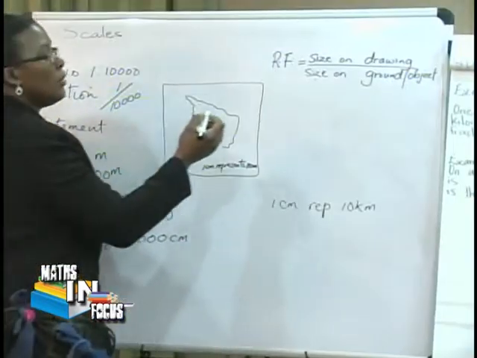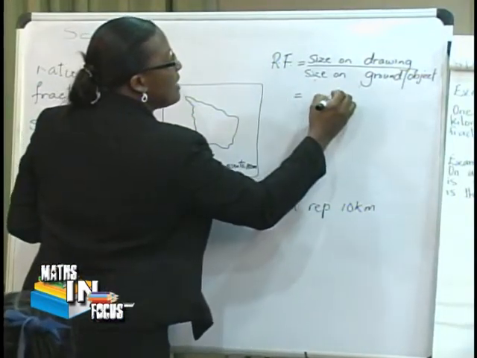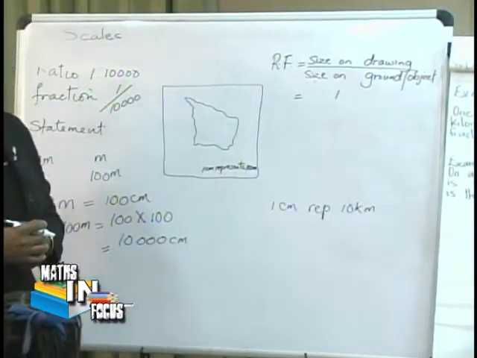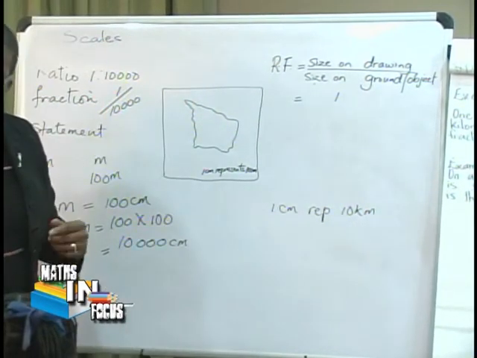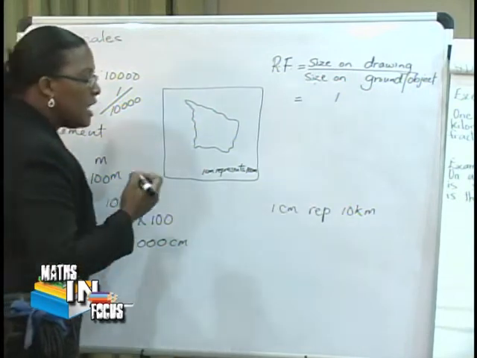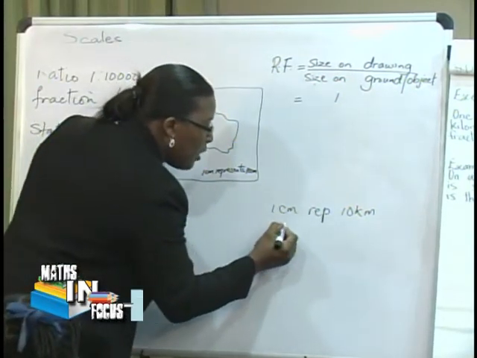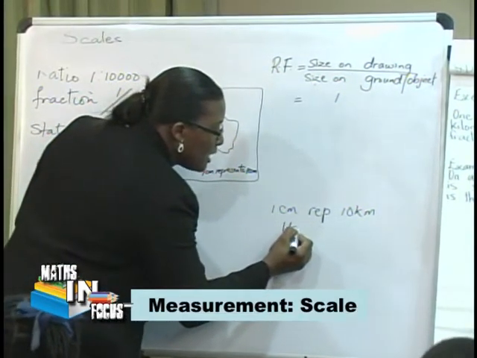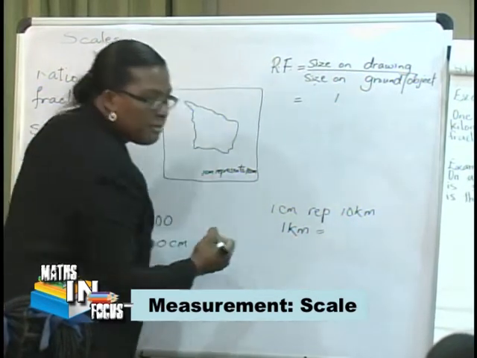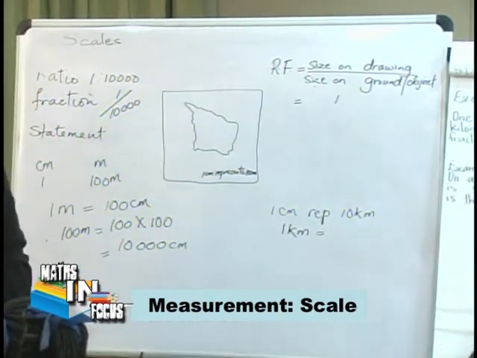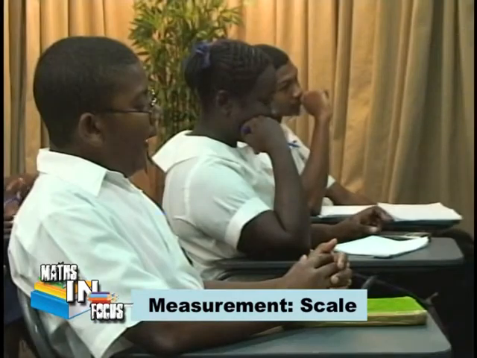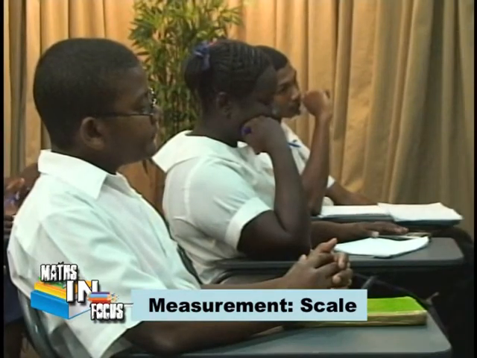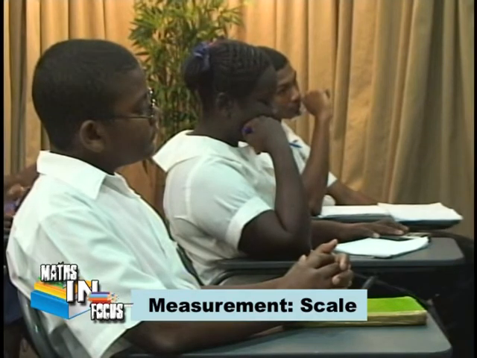Now we already know the size on the drawing is 1 cm, so we can insert our 1. But then we have 10 kilometers here, so we've got to do some converting. We need to know how many centimeters are in 1 kilometer. In 1 kilometer, how many centimeters do we have? 100,000.